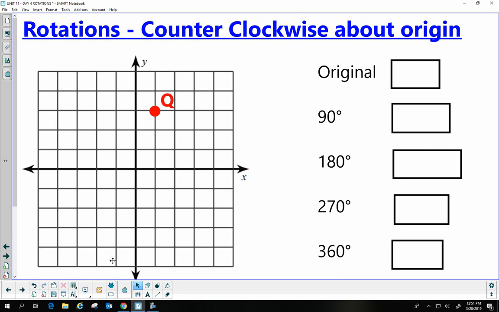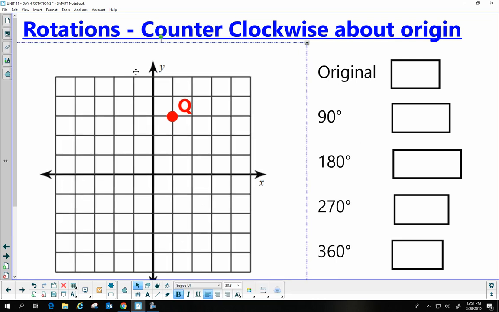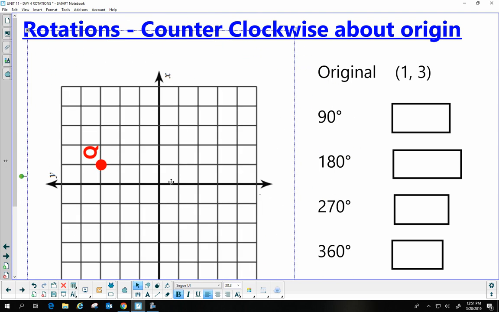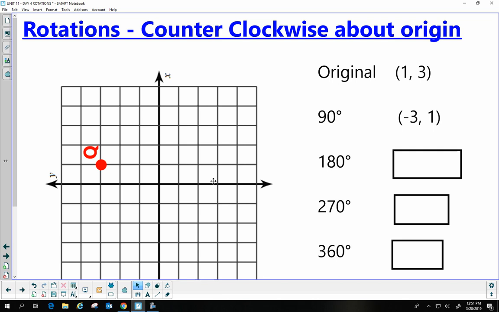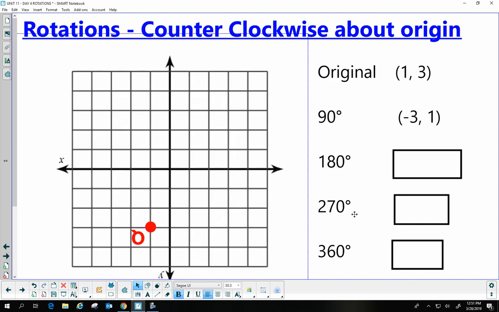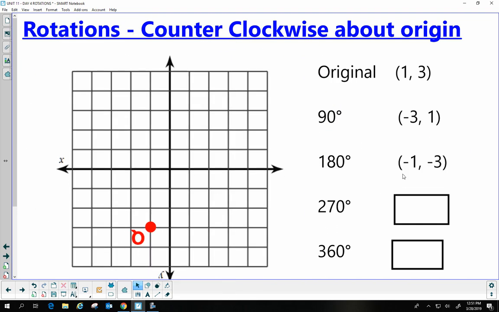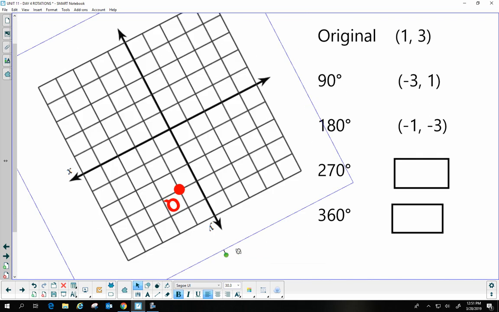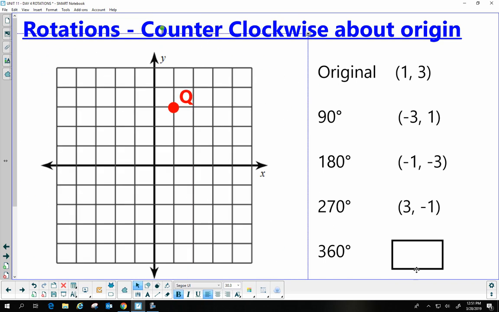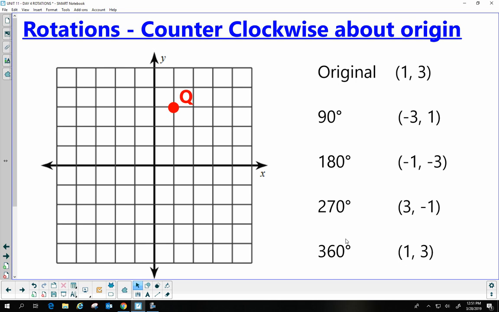Counterclockwise, we'll do the same thing, except counterclockwise means we're going to the left. So my original point Q at 1, 3 goes to the left 90 degrees, and my coordinates become -3, 1. Another 90 degrees gives me 180. My coordinates become -1, -3. 90 more degrees gives me 270. My coordinates become 3, -1. And of course, a 360-degree rotation puts Q right back where it started at 1, 3.